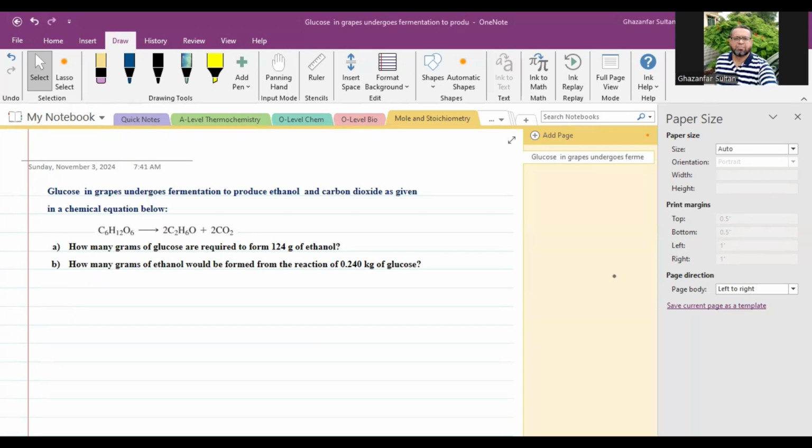See what to do. First of all, we should have the molar mass of both the substances, because mass is given in gram. So we have to convert the mass of ethanol into moles. So we need the molar mass of ethanol. How can you calculate the molar mass of ethanol?